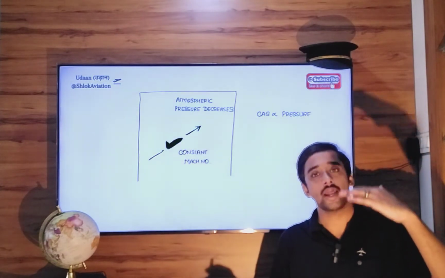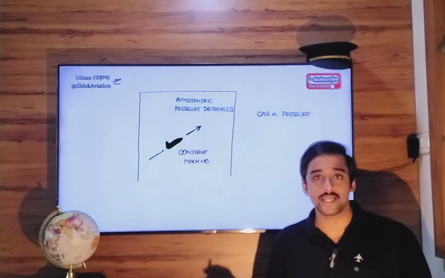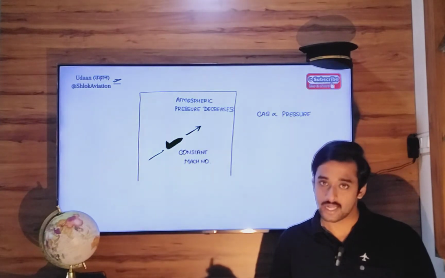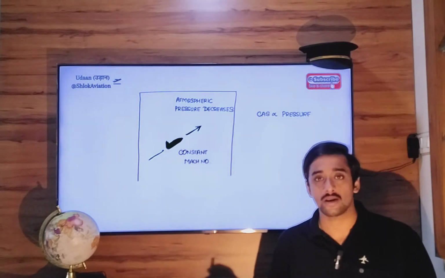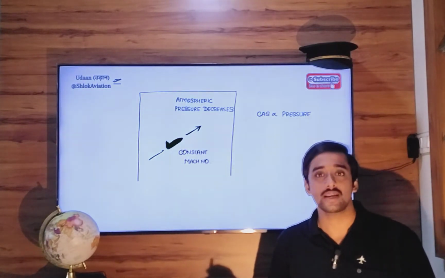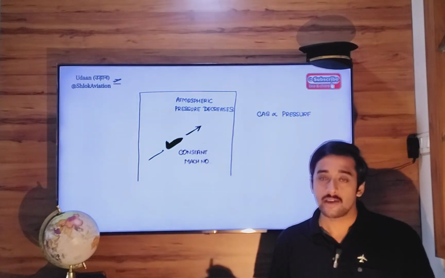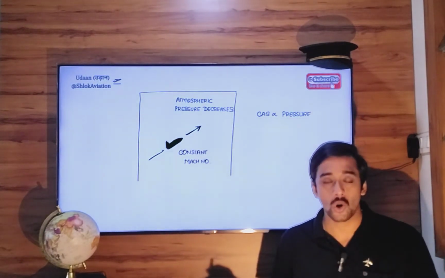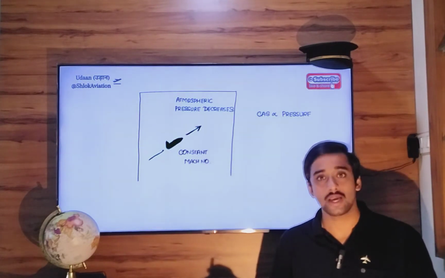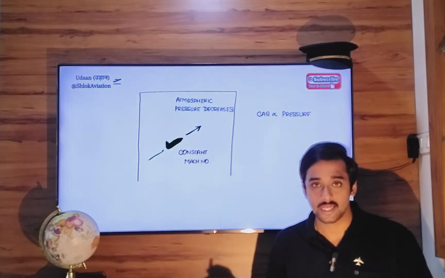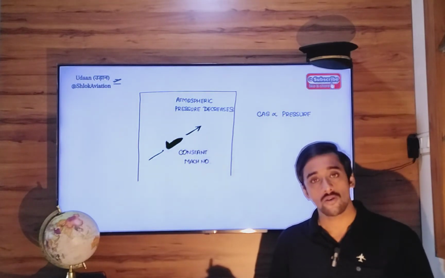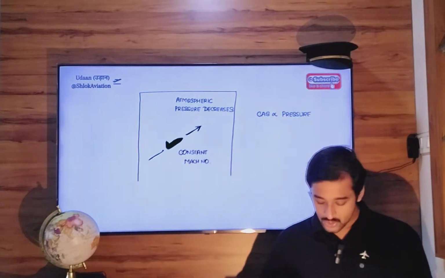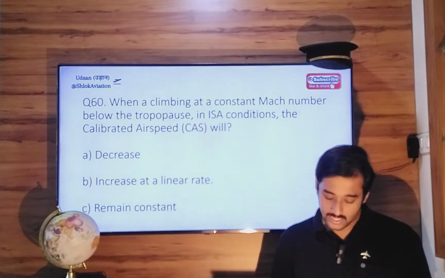Now, when your aircraft goes to higher and higher altitudes, this outside pressure goes on decreasing in value. If outside pressure goes on decreasing, the pressure registered by the pitot tube, the static port, the airspeed indicator, all the pressure instruments will also decrease. If the pressure registered by the pressure instrument decreases, automatically the output will also decrease correspondingly. So the value shown by the airspeed indicator, the IAS, the calibrated airspeed value, will also decrease. Okay. So the correct answer will be calibrated airspeed will decrease.